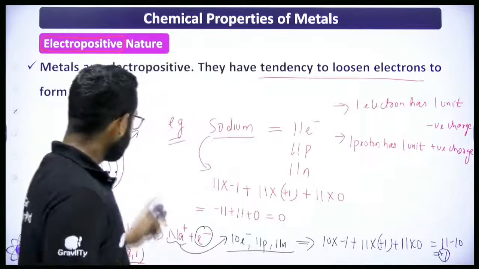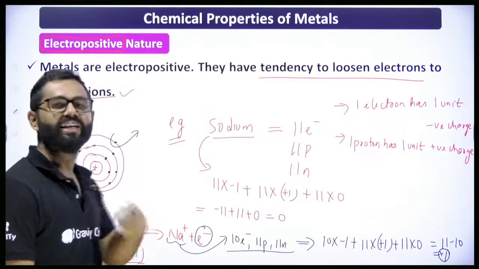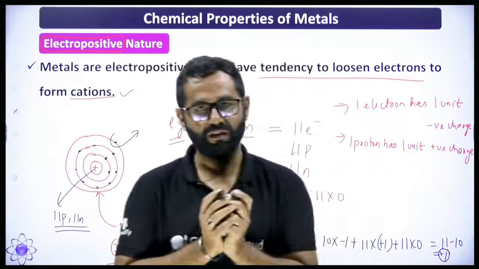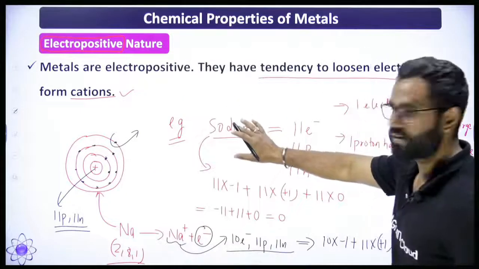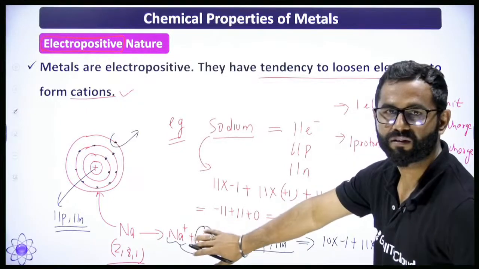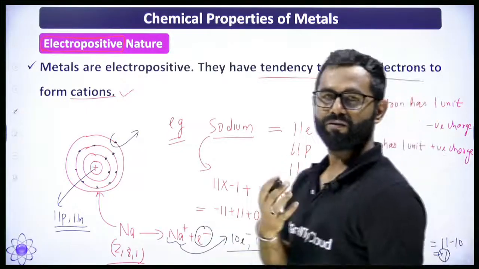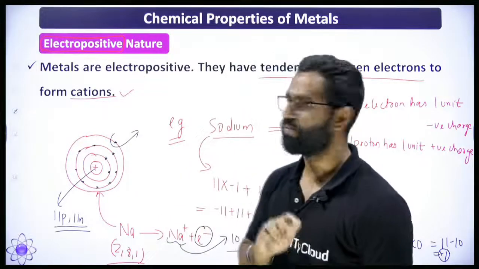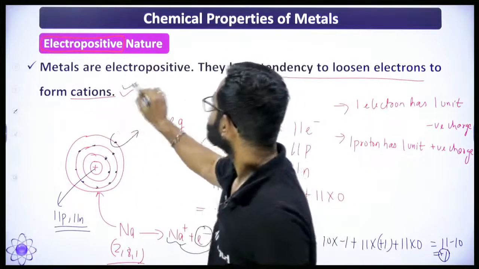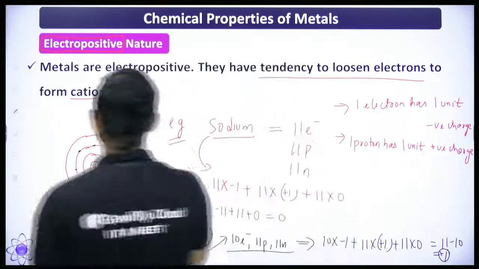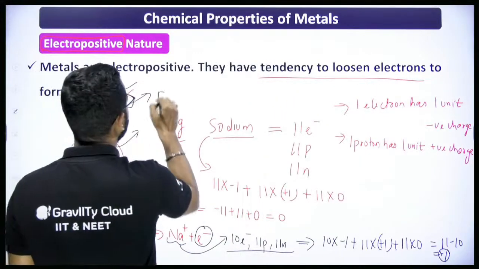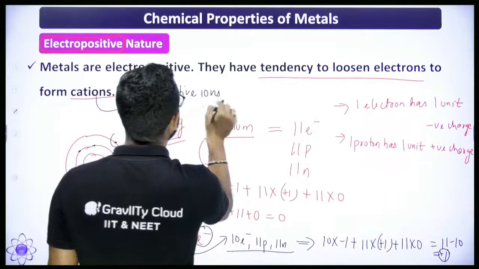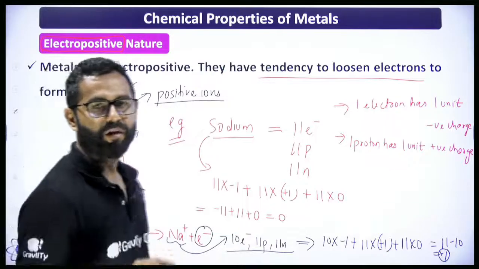That is why metals are electropositive in nature, meaning they have a tendency to lose electrons. That is why the sodium atom loses 1 electron to form Na plus, right? So when metals form ions which are positive, they are called cations. Simple. Basically cation means positive ions. Cation means positive ions. Simple.